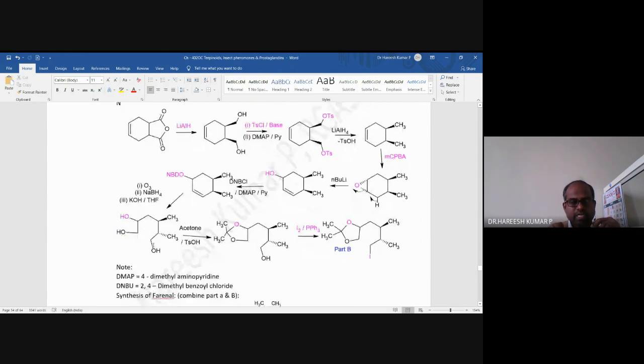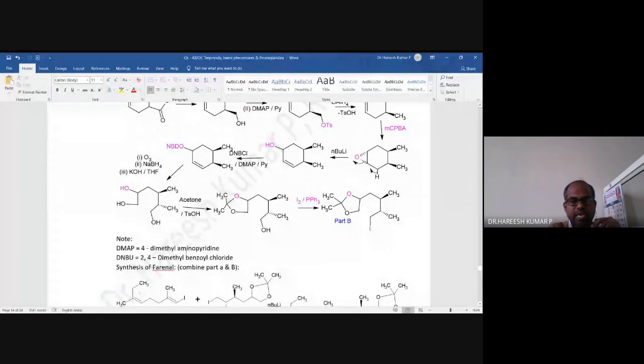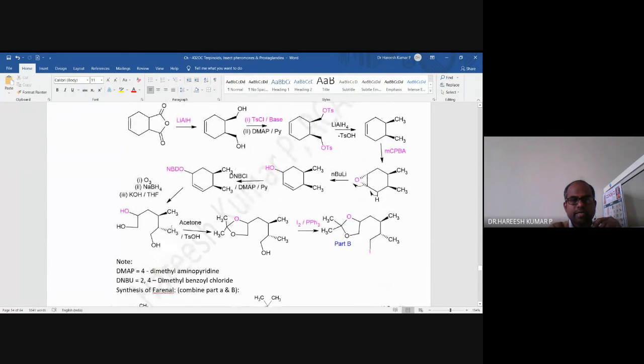So here I have mentioned what DMAP is. DMAP means 4-methyl amino pyridine. What is DNB? 2,5-dimethyl benzoyl chloride. Okay, and this moiety, when it is treated with acetone, the acetone will protect this vicinal diol. So the vicinal diol is converted into a ketal. That means acetone will act as a protecting group of vicinal diol. So that is how a compound is obtained. Now this free hydroxy group is there. When it is treated with iodine and triphenylphosphine, this OH is converted into iodo. So this is part B.